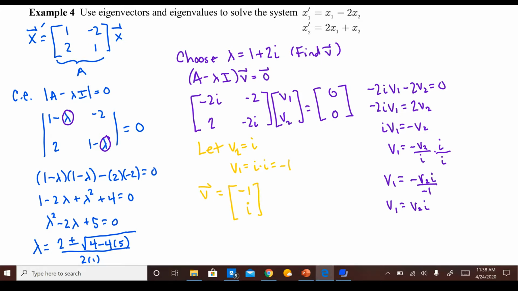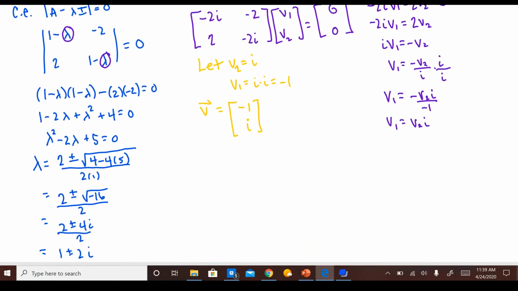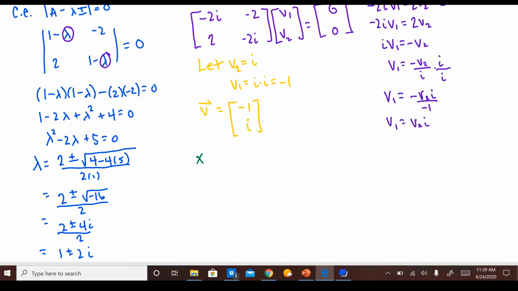Notice I have an imaginary part to my eigenvector. So let's use this eigenvector to begin expressing the solution to the system. Back to our solution to the system, we have e to the power, remember we chose 1 plus 2i, times t, times our eigenvector, negative 1 and i. Let's expand our exponential with Euler's formula. We have e to the t times cosine of 2t plus i sine of 2t.